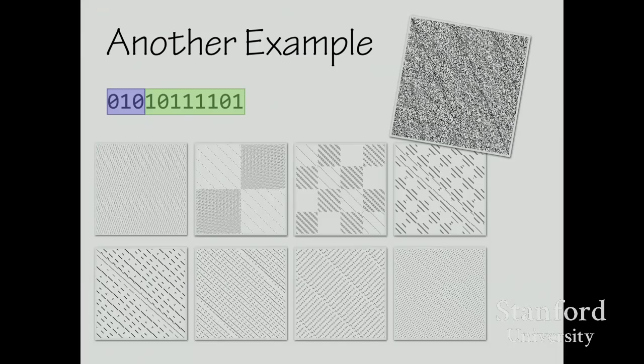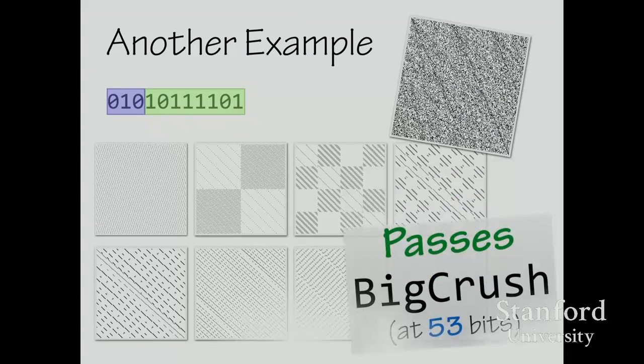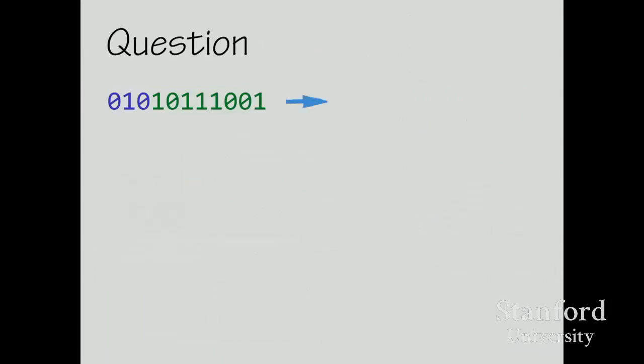What's neat about this is, again, this part is BigCrush, but it does even better. It passes at 53 bits. But you still might be concerned. You might think, well, okay, this is all very neat, but how do you know you're not introducing bias or something strange here? Let's think about that.